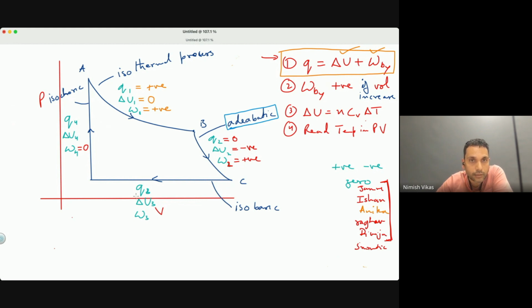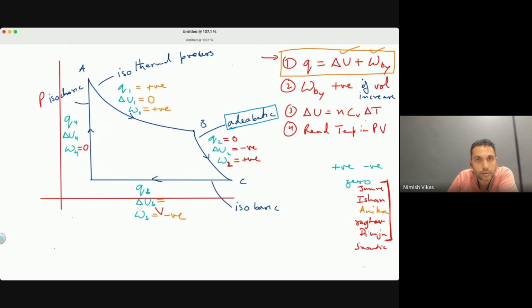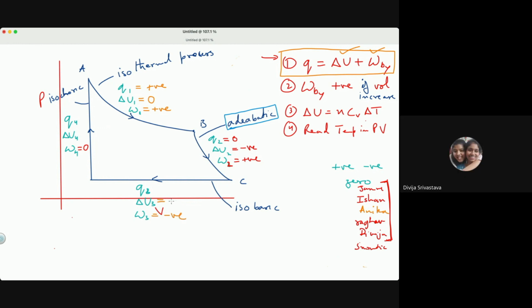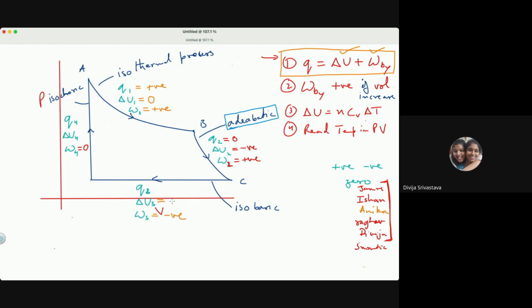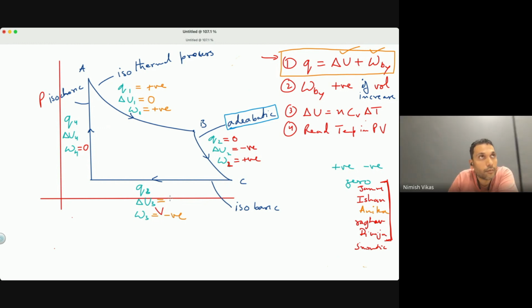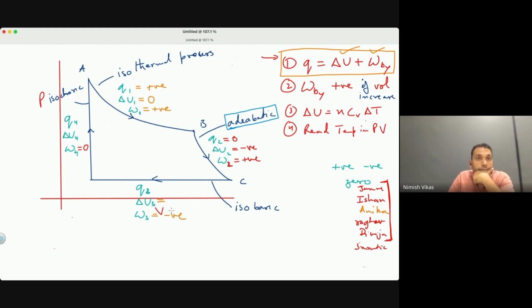Now, next one, these 3. Guys, you can repeat, okay? Those who have already spoken can repeat. W3 is negative for sure. Delta U3, U3 is positive. Q3 is positive. What is delta U3? So delta U3 is 0.